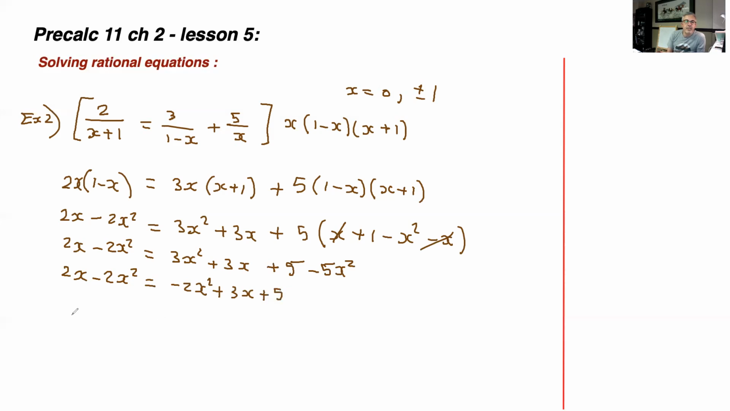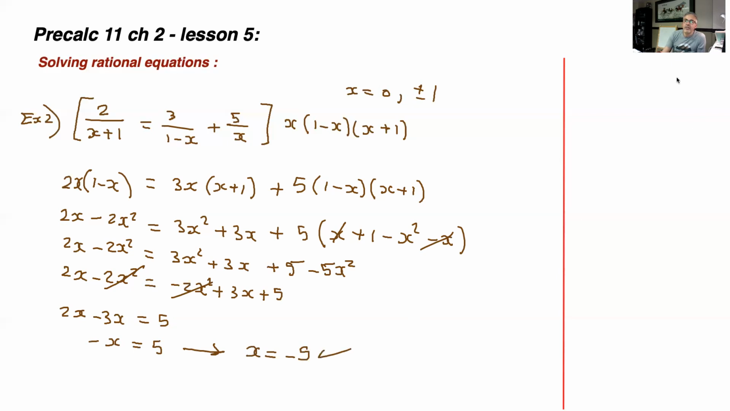Move everything to one side. This is going to cancel with this, as a matter of fact. When you move to the side, it becomes positive, so they cancel each other out. So I'm just going to move the x's therefore. So 2x minus 3x equals 5. That becomes negative x equals 5. Divide both sides by negative 1, and you get x equals negative 5.